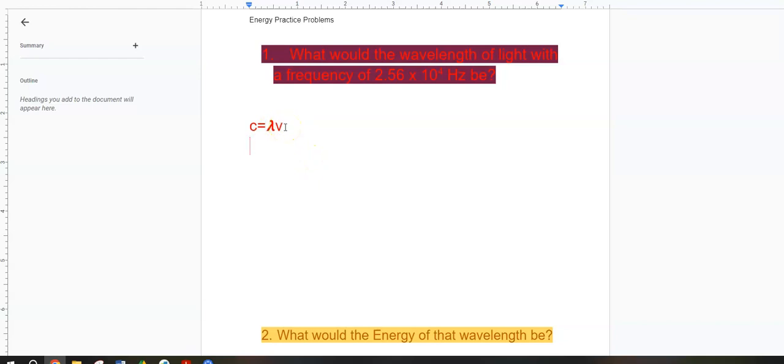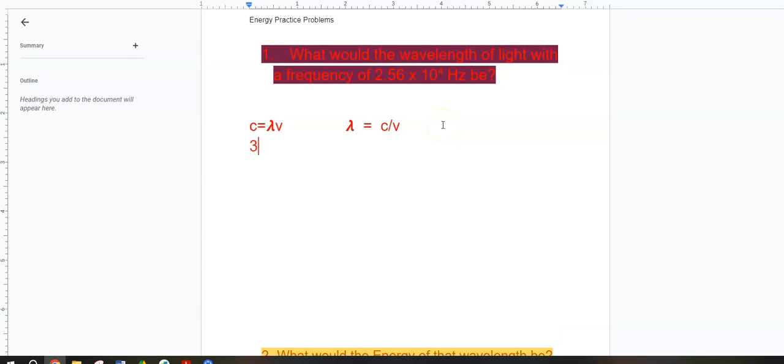So we want to solve for wavelength, which means we need to get wavelength on a side by itself. You could do that using the triangle method that I showed you in class. But here we go. Solving for wavelength, that's going to make me have to do C divided by frequency. Okay, so go ahead and do that math. See if you can figure out what wavelength it would be.